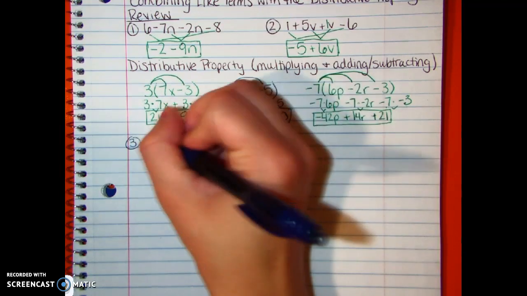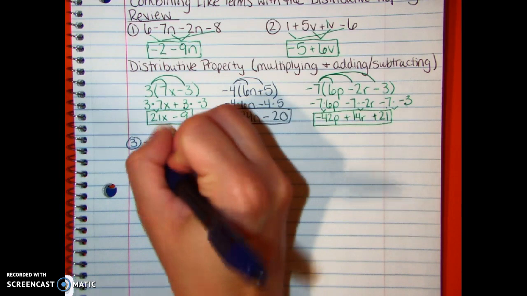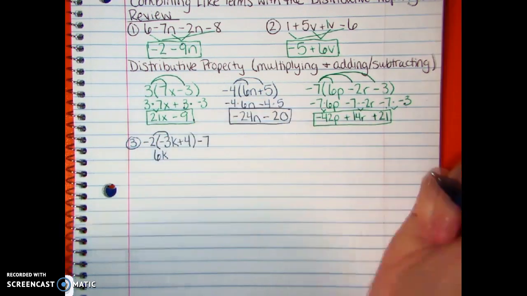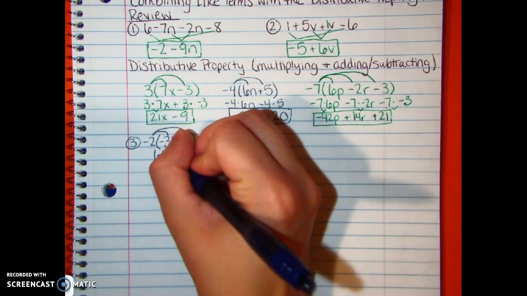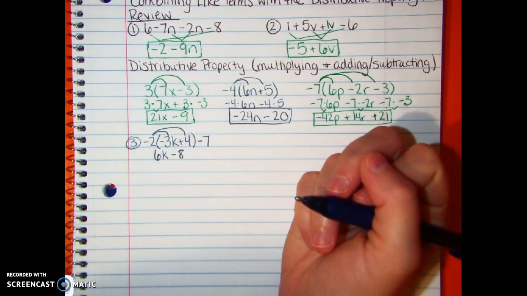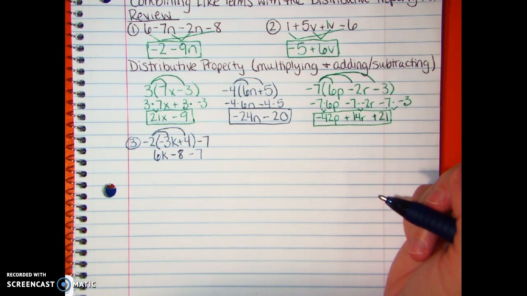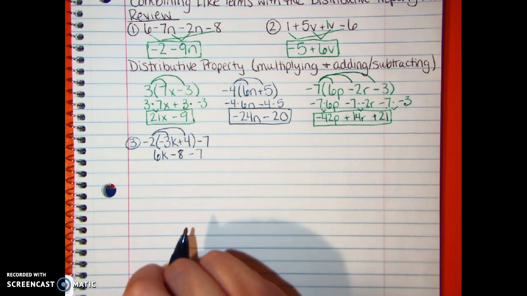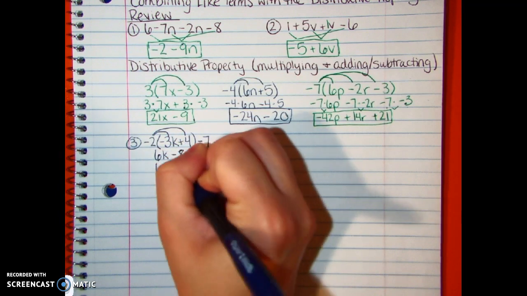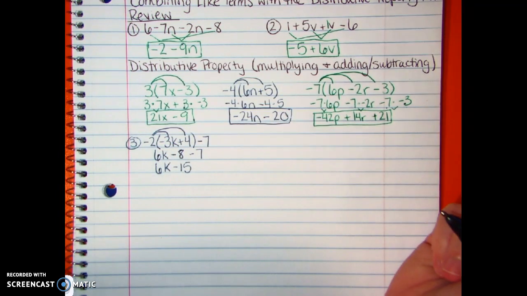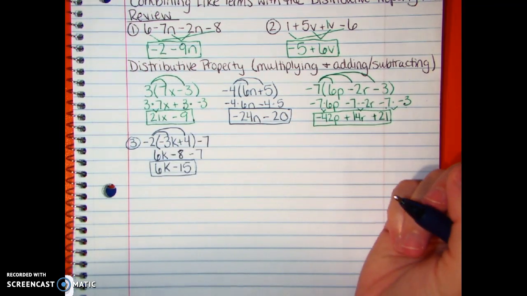Okay, first let's distribute. Negative 2 times negative 3 is a positive 6, and bring down the k. Negative 2 times that positive 4 is negative 8. Bring down that minus 7. Combine any like terms. So these are like terms, so I'm going to do negative 8 minus 7, which is negative 15. And that's it. They are not like terms, so that's as far as I can go.